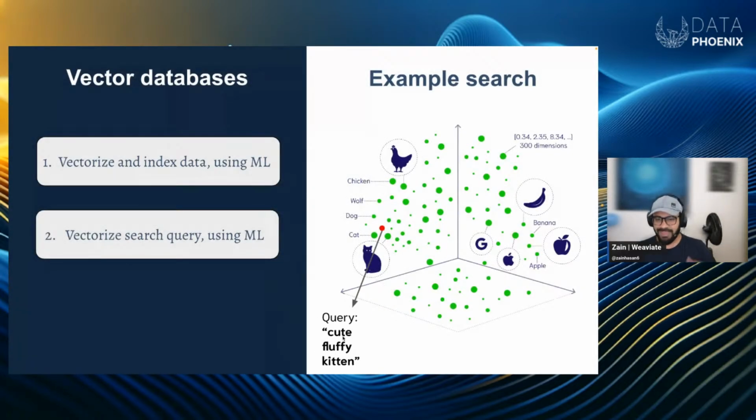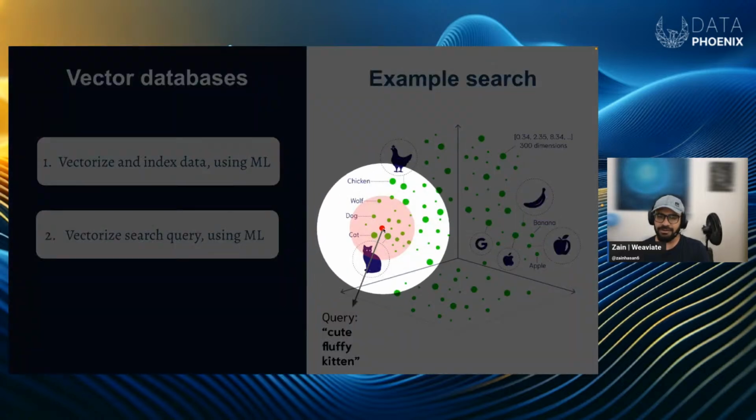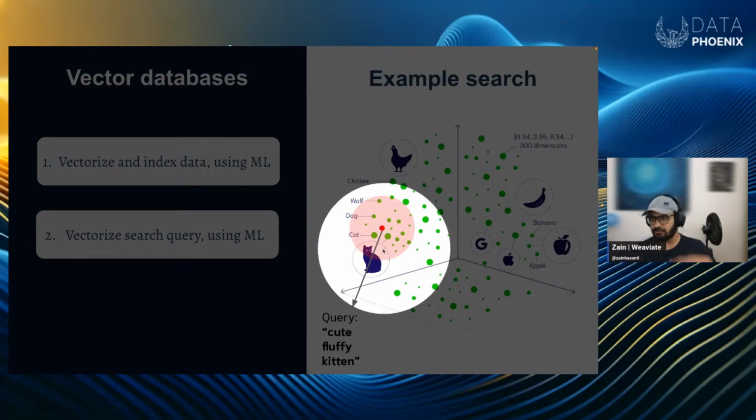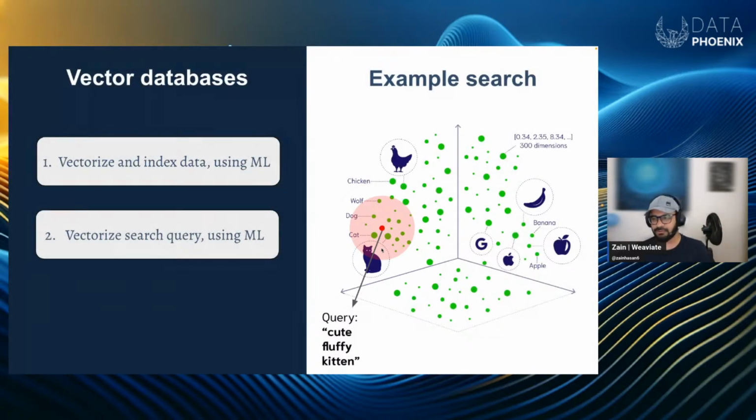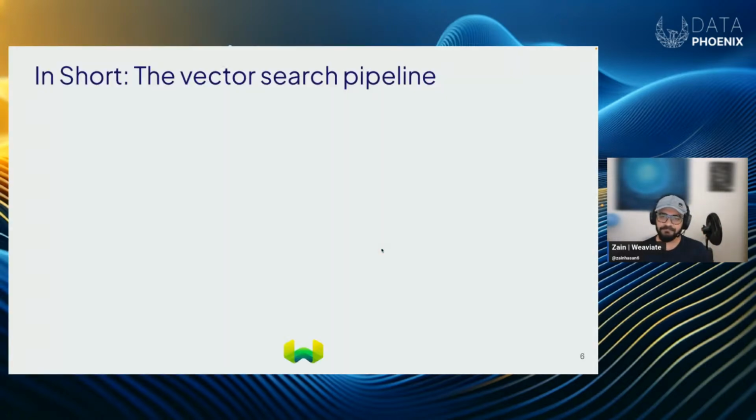And then the act of vector searching is looking around in the proximity of this red dot to see which green dots are closest in meaning. And then those are the ones that you want to return to the user because that's closest to what they're interested in. And so in short, the vector search pipeline looks something like this.